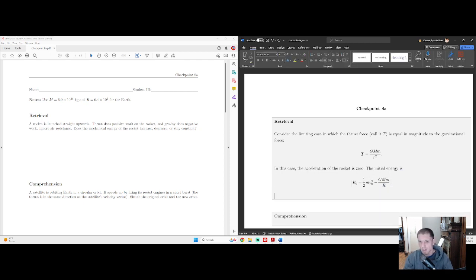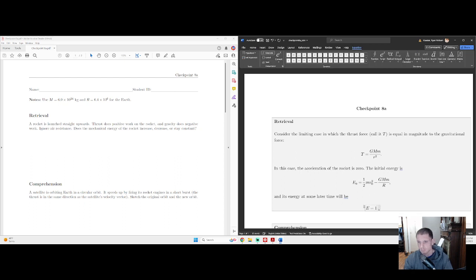And then its energy at some later time will be what I'm about to write here. Okay, and again, I'm writing that the kinetic energy is the same because we're considering the limiting case in which the force of thrust has the same magnitude as the gravitational force, which means that this thing doesn't speed up or slow down, for that matter. So the kinetic energy is the same.